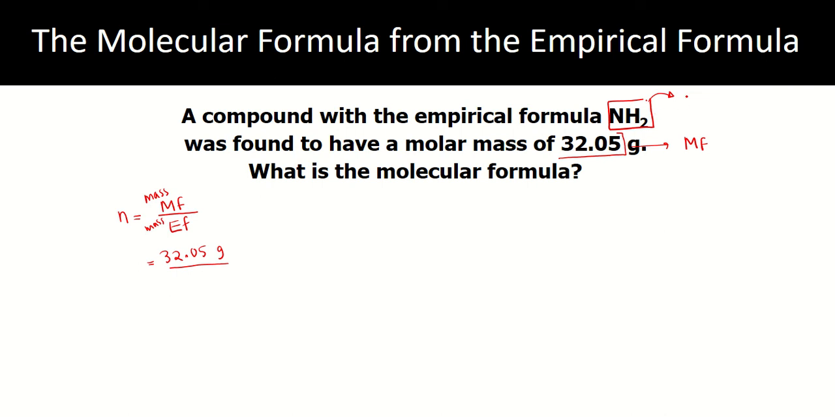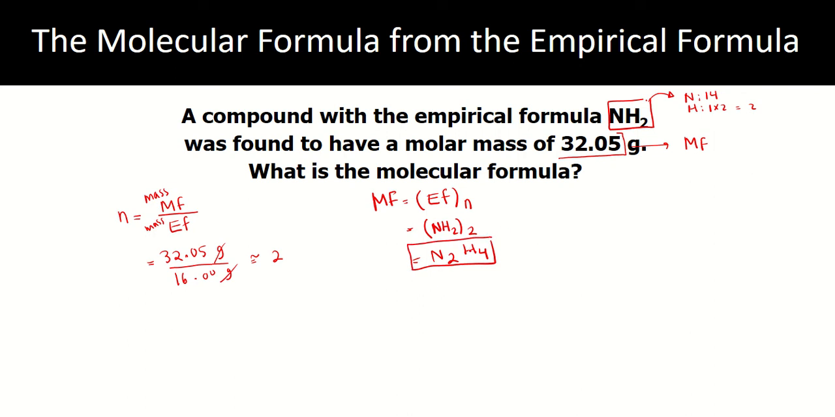Nitrogen 14, hydrogen 1. So we have two hydrogens, I multiply by 2. So almost 16 grams. If you calculate that one, it gives you approximately 2. So n is 2. The molecular formula is the empirical formula that will be repeated n times. So it means the empirical formula NH2 can be repeated 2 times. So we are going to have N2H4. This is the molecular formula.